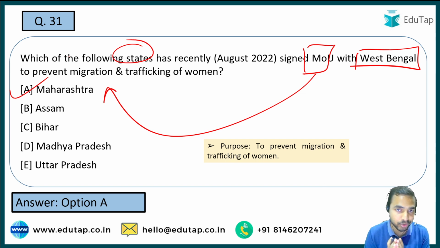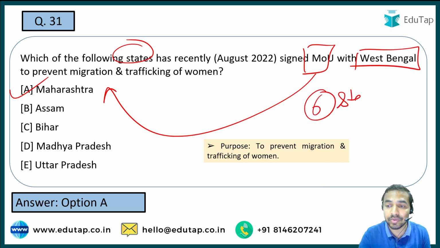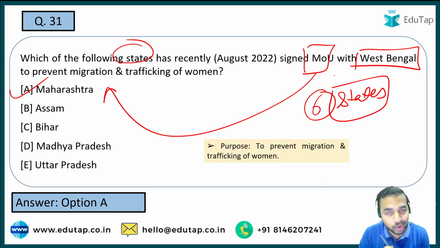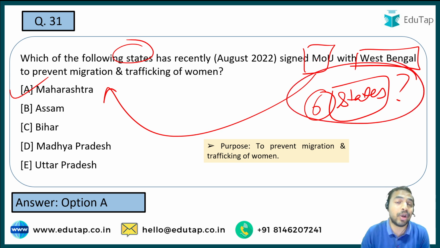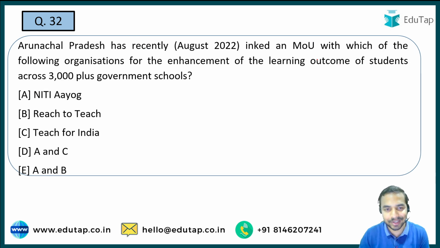So Maharashtra and West Bengal have signed this MOU. And guys, speaking of human trafficking, we recently discussed that there are 6 states which have signed an MOU or declaration to combat human trafficking, and you are required to tell me the names of those 6 states. See, I have already told you about these 6 states in the monthly marathon session as well. So quickly tell me what is the right answer. Let's move on to the next question.